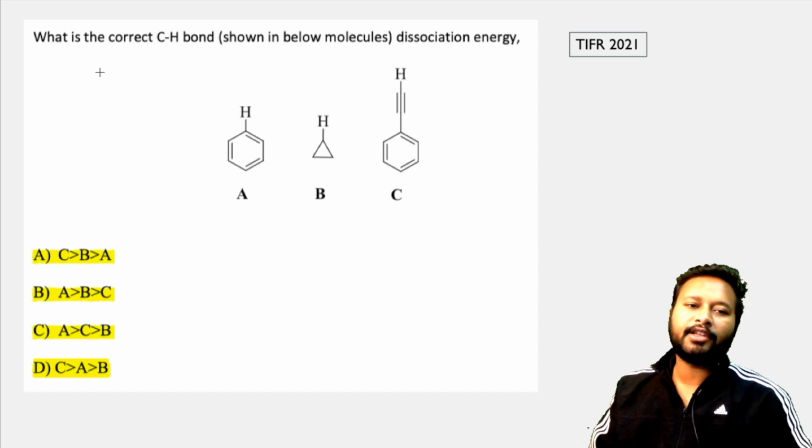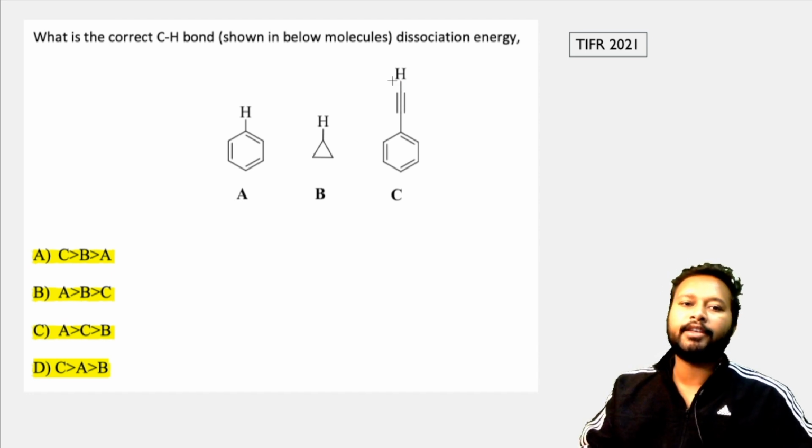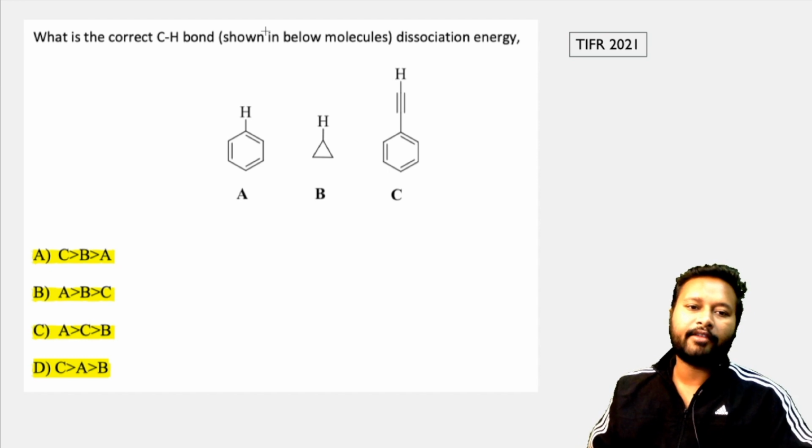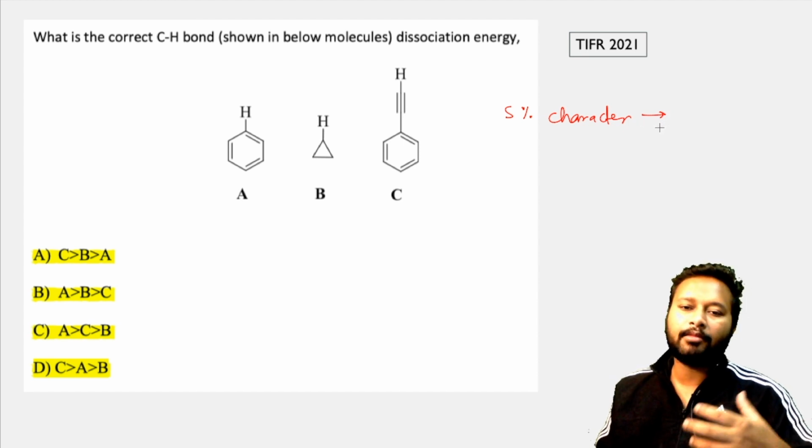Alright, so in this question they ask for the correct C-H bond dissociation energy order. That clearly means which of these bonds is more difficult to break. The more difficult it is to break the bond, the higher the dissociation energy it will have, right? That can be easily done through percentage S character, which basically measures the level of electronegativity, the amount of electronegativity you have in the compound.